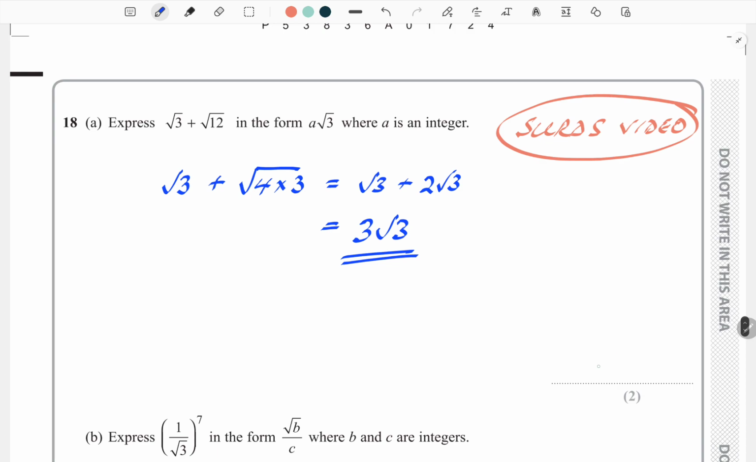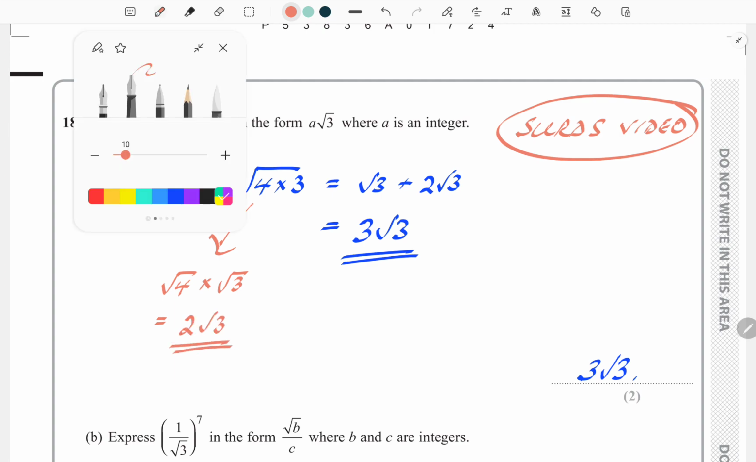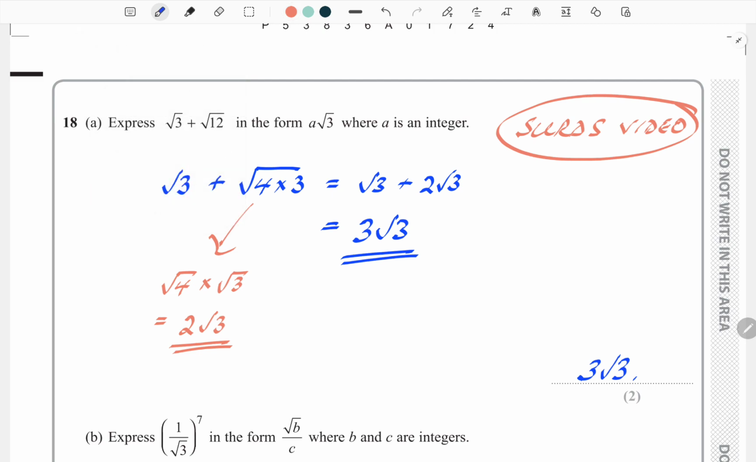Nothing too complicated. And this bit I'll just explain what I've done here. It's splitting it up, root 4 times root 3, so that is 2 times root 3. That's where that came from, in case anybody's confused.